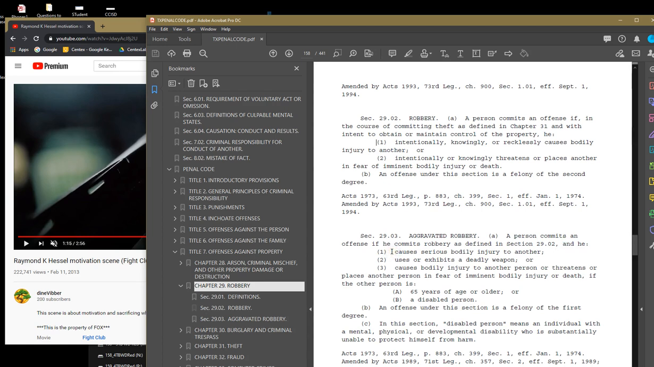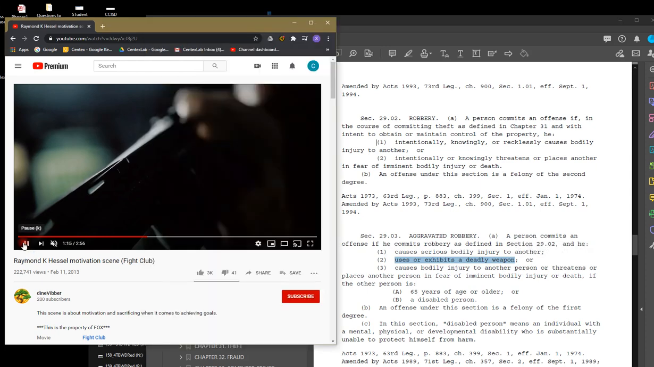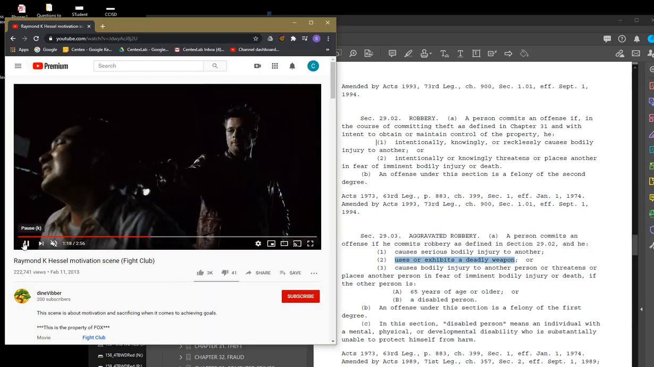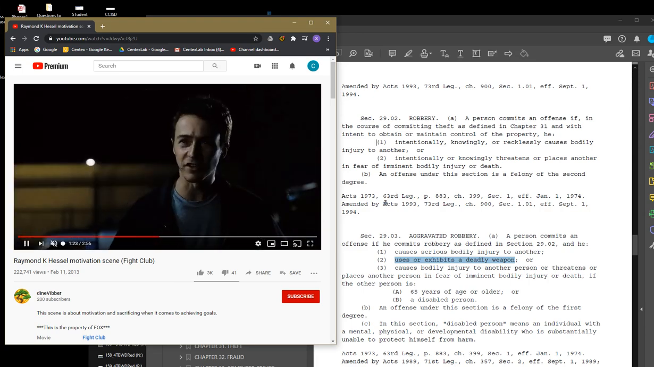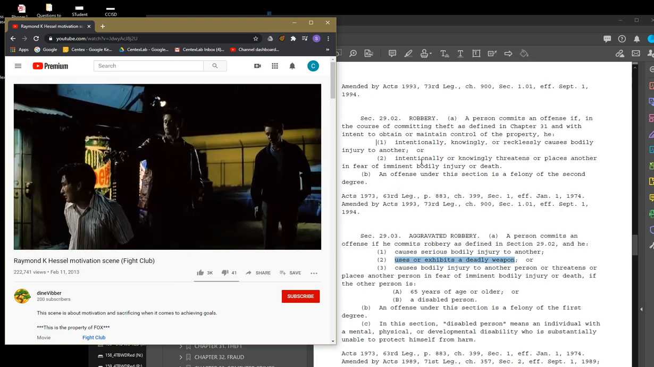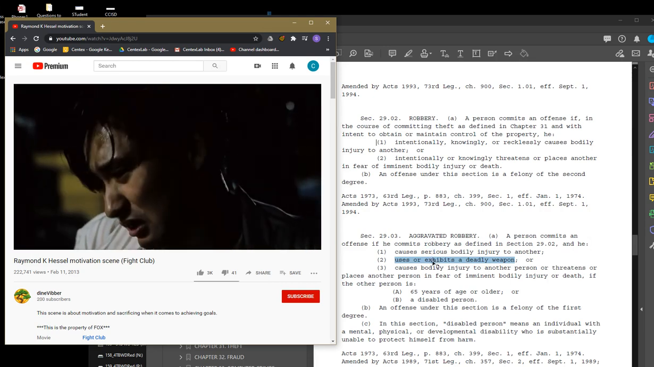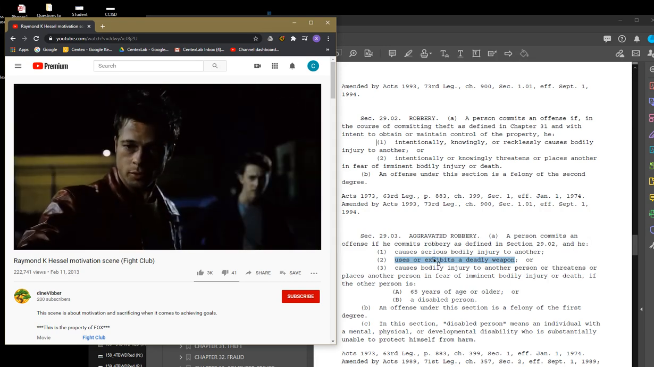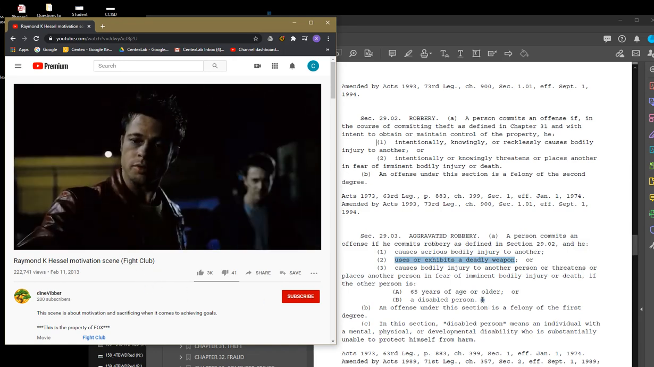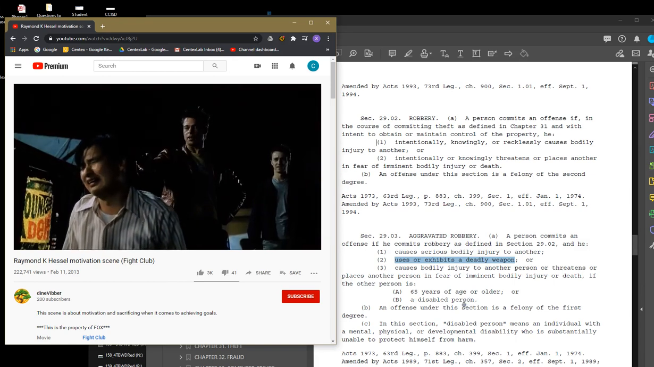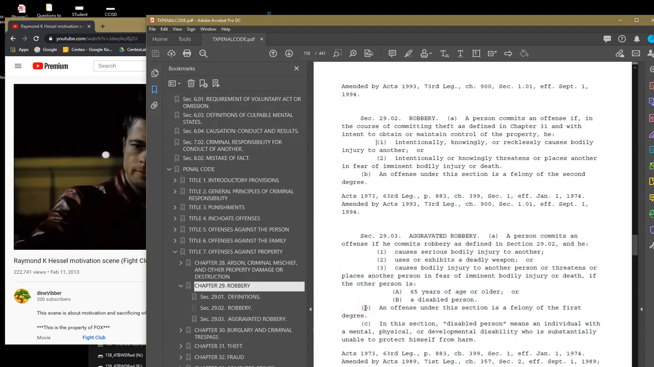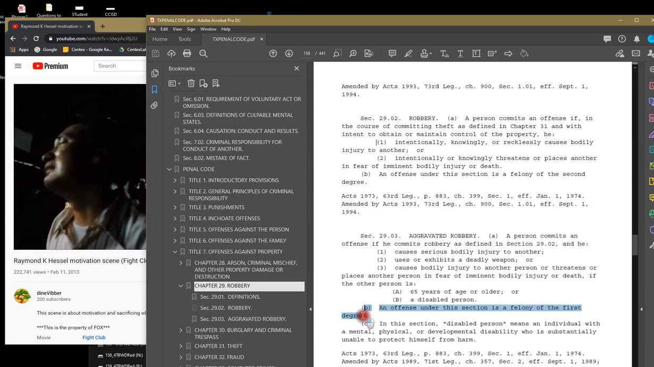Cause serious bodily injury? Nope, he didn't do that. Uses or exhibits a deadly weapon. Did Brad Pitt do that? Absolutely, he did right there. Okay? That's what makes this offense aggravated. So he's committing robbery, yes, theft by force or threat. But because he uses or exhibits a deadly weapon, that is what makes Brad Pitt guilty of aggravated robbery here. Okay? An offense under this section here is a felony of the first degree.